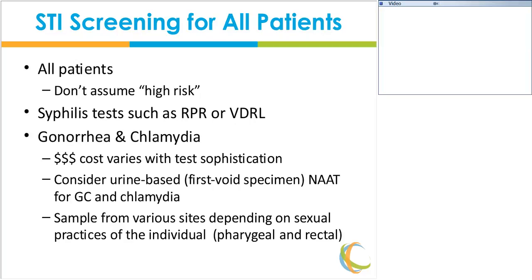When thinking about testing for gonorrhea and chlamydia, there's a lot of cost variation with test sophistication. If you can afford it, consider your urine-based nucleic acid amplification tests for GC and chlamydia, but if not, you can go back to some of the other standard DNA probes. You'll want to consider sampling from various sites depending on the sexual practices of the individual that you're talking to. There's a probability of pharyngeal and rectal GC that may be so asymptomatic that the patient would not be coming in with complaints.